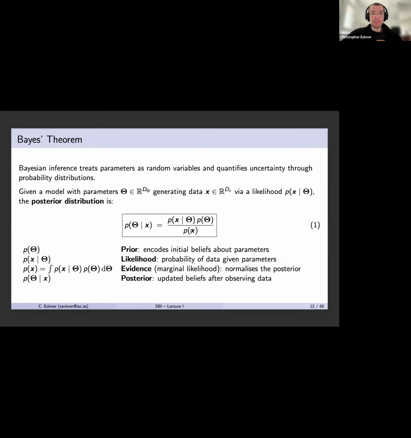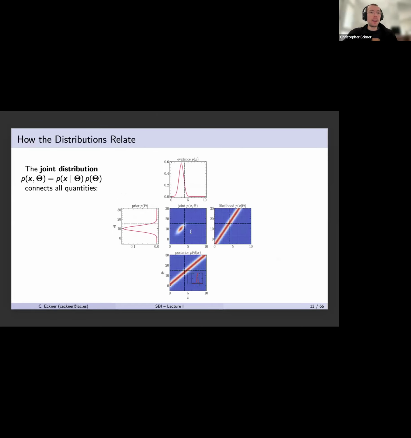All right. So, just to make this a bit more clear, let me make this visualization. What I show here in the central part of this plot is the joint probability. It is the joint probability of a one-dimensional problem.